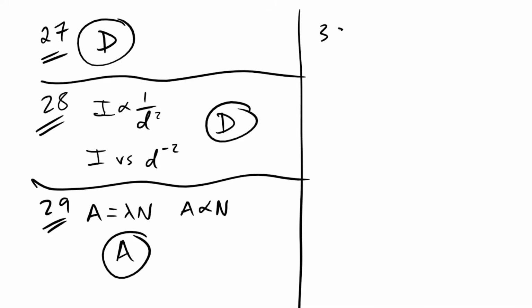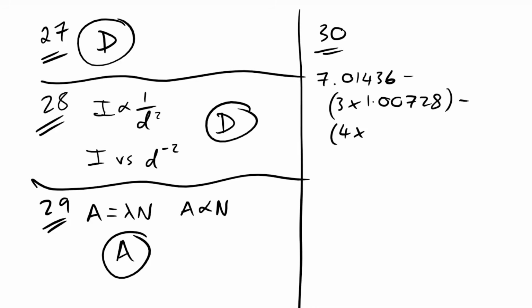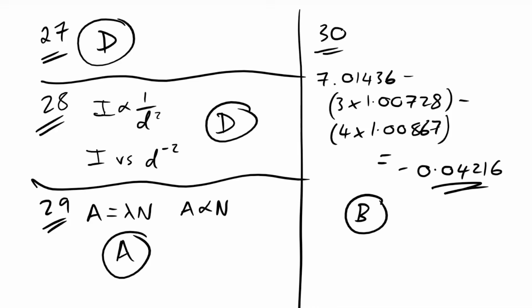What a weird question. Finding energy, here we go. What's the mass difference of a lithium-7 nucleus? Well, we need to do 7.01436. That's the mass of the nucleus. Take away 3 lots of a proton. Take away 4 lots of a neutron. And I end up with minus, because well, we know the nucleus is lighter. I end up with 0.04216, and so the answer is B.